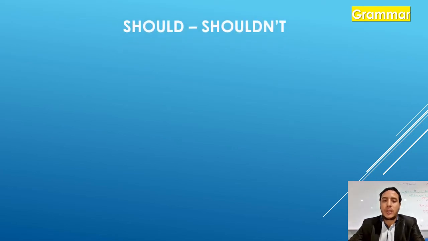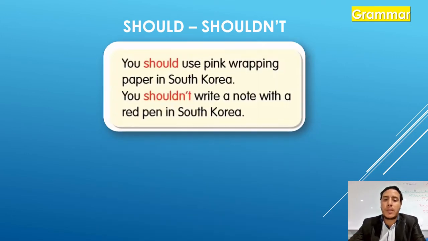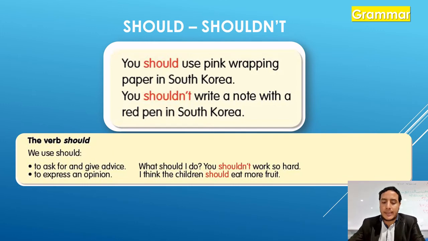Now, my students, it's grammar time. Should or shouldn't. Do you remember our third objective? What we're supposed to do, what we're not supposed to do? Okay, read this example with me. You should use pink wrapping paper in South Korea. You shouldn't write a note with a red pen in South Korea. What does it mean? Excellent.